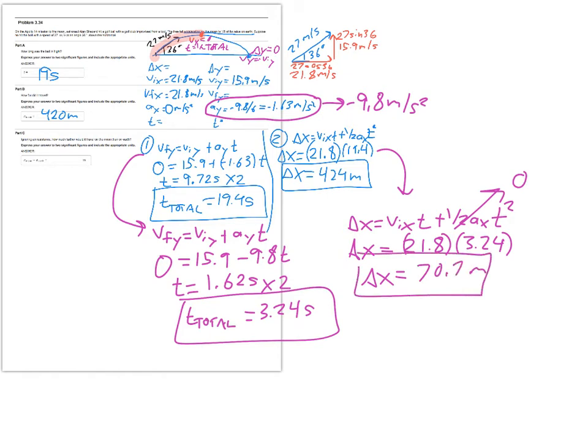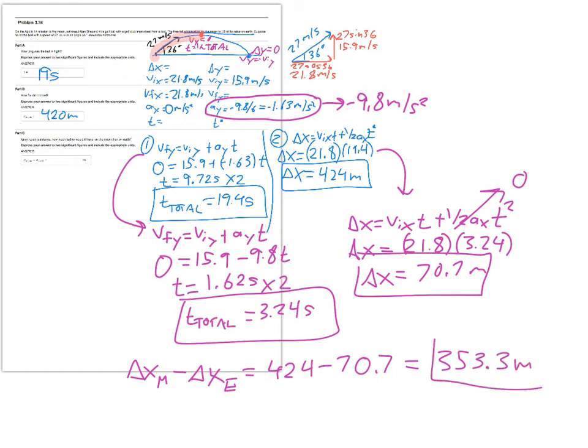And now I just want to find that change. So delta x moon minus delta x on Earth. And so that's going to be 424 minus 70.7, which is going to give me 353.3 meters. Rounding that to 2 sig figs, I'm just going to have an answer here of 350 meters.